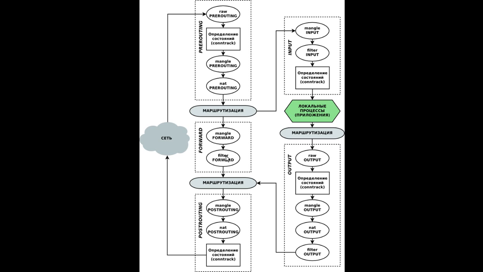Okay. The tables are raw table. It is used to handle packets before they are passed to connection tracking, the state machine, the part of firewall that determines does this packet belong to some new connection or it belongs to some existing connection. Raw table may be used if you don't want packet to go to the state machine. You may mark it special so it doesn't go to the state machine.